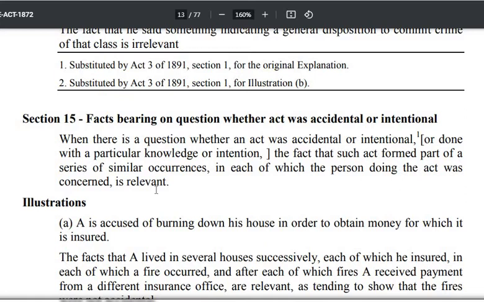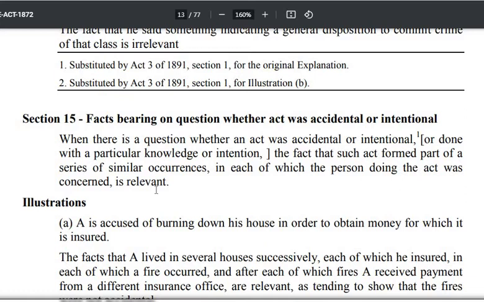If 15 was not there, then suppose if a question arises whether an act was accidental or intentional, any fact which goes on to prove the intention could have been relevant under section 14, and similar occurrences in the past obviously are relevant under section 14.